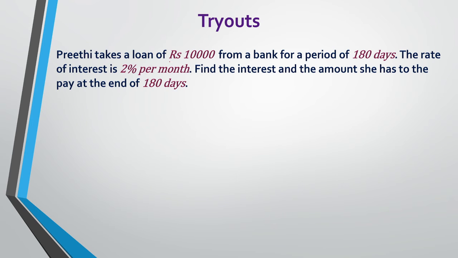Preethi takes a loan of rupees 10,000 from a bank for a period of 180 days. The rate of interest is 2% per month. Find the interest and amount she has to pay at the end of 180 days. So again, our first step is we have to find the P, N and R.